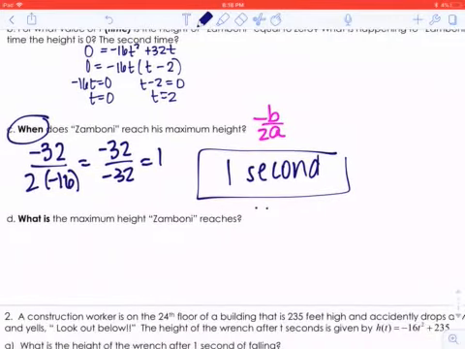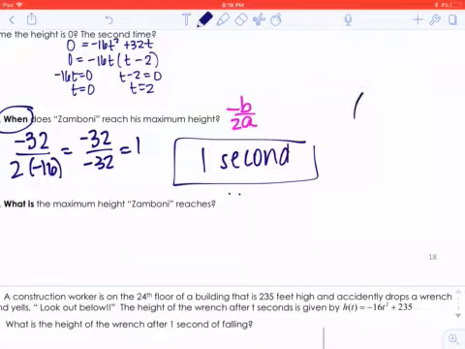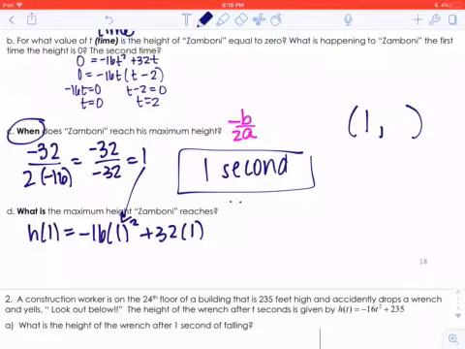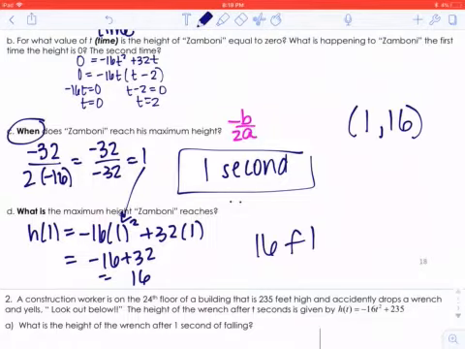Now it's saying, what is the maximum height? So our vertex, we found that it's at 1 comma something. We have to plug 1 in to figure out where and how high it goes. So we're going to plug in h of 1, negative 16 times 1 squared plus 32 times 1. So we're going to get negative 16 plus 32, which is negative 16. I'm sorry, 16. Wow. 16. So it goes up to 16. So we go to 16 feet.